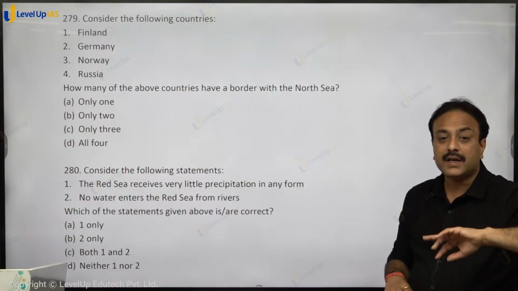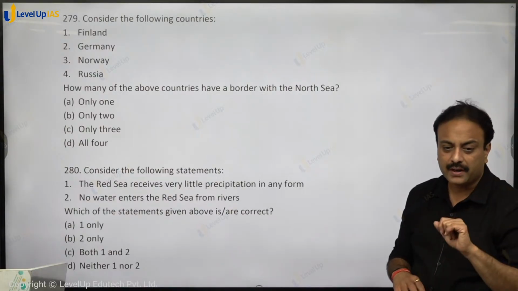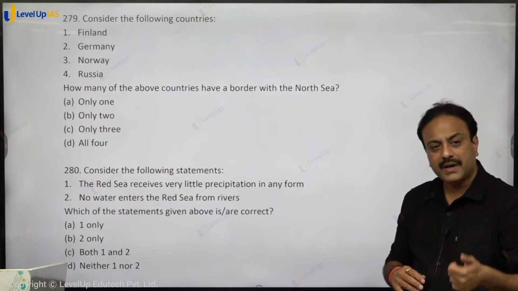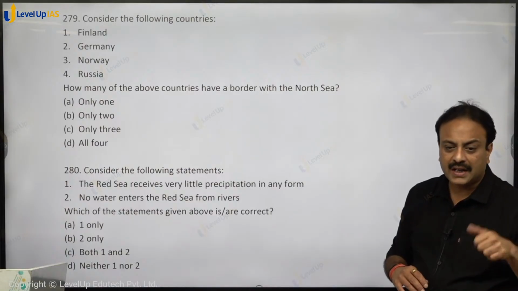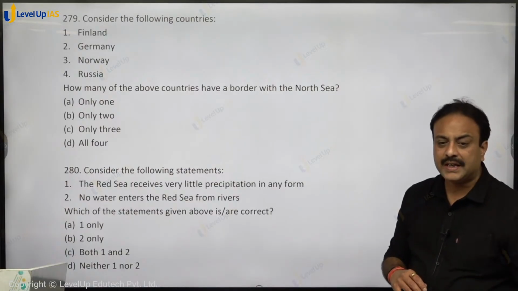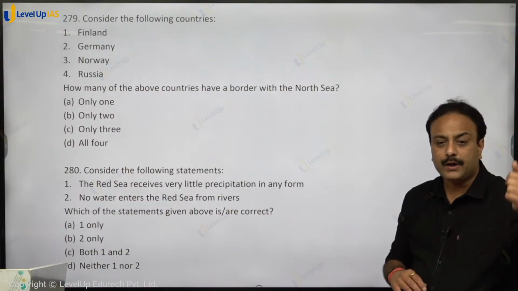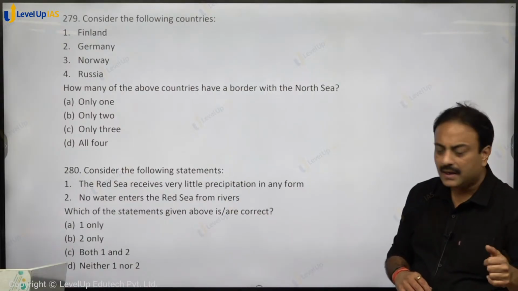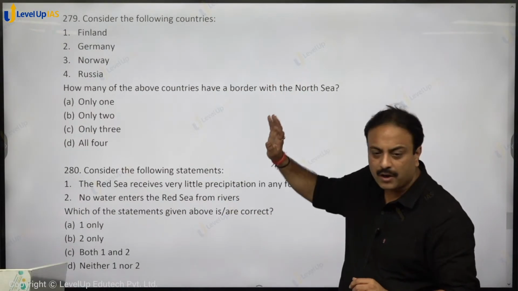If we talk about the bordering countries of the North Sea, we are having Norway, we are having Denmark, we are having Germany, we are having Netherlands, we are having Belgium. After Belgium, we are having UK. Are you getting that? So these are the countries. So here Finland will not be there.